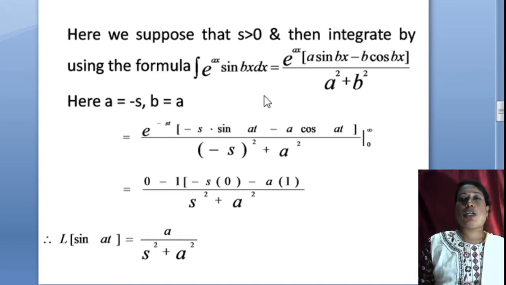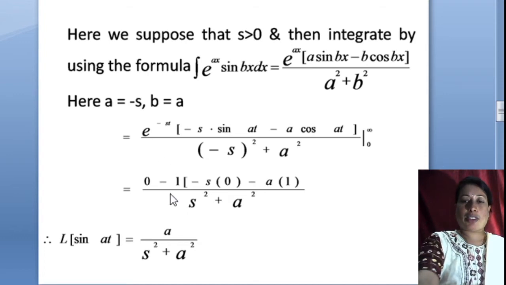Here we suppose that s is greater than 0 and then integrate by using the formula: integration of e power ax into sin bx into dx is equal to e power ax into a sin bx minus b cos bx divided by a square plus b square. Here a is equal to minus s, b is equal to a.